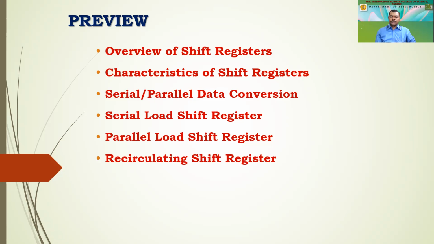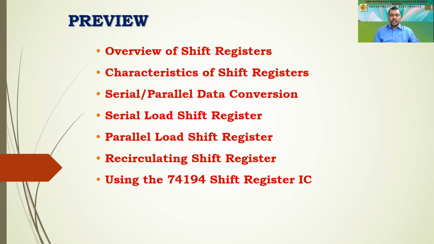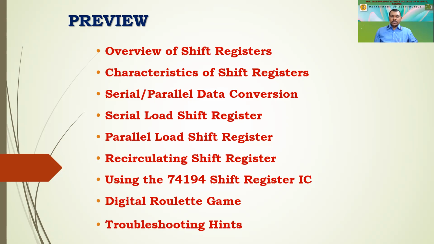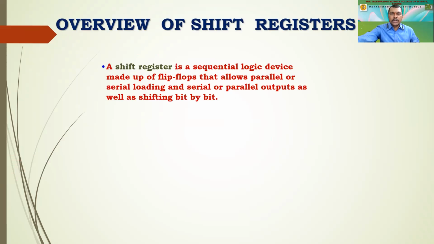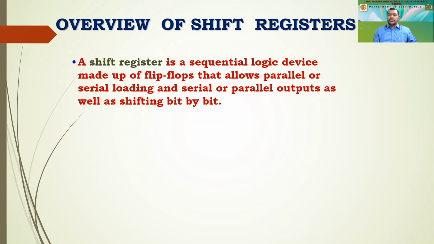Then recirculating shift registers, those are ring counters and Johnson counters. Then using the 74194 shift register IC, that is actually a shift register IC. And we will try to build a digital roulette game. The last one is troubleshooting hints. So this much we are expecting to complete today. I will just be touching the basics so that the fundamentals are clear to you as far as exams are concerned.